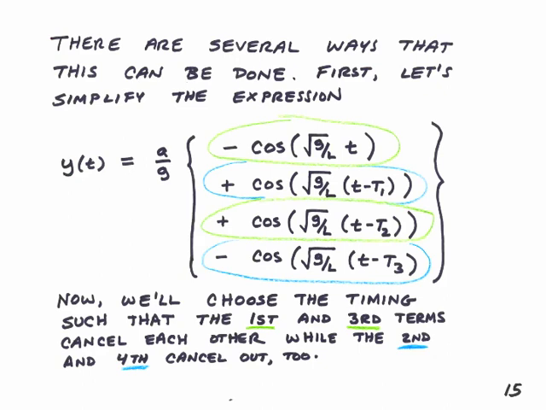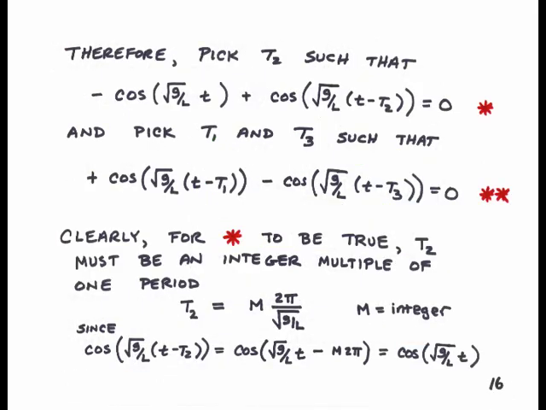So we have to pick t2 such that minus cosine square root of g over L t cancels plus cosine square root of g over L t minus t2. And we'll have to pick t1 and t3 such that cosine square root of g over L t minus t1 will cancel minus cosine square root of g over L t minus t3. These desired cancellations are indicated here by the equations labeled star and double star.